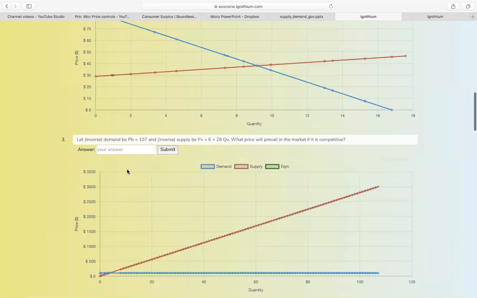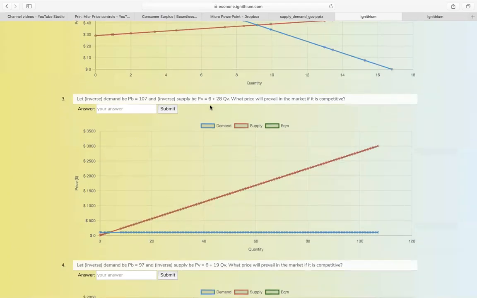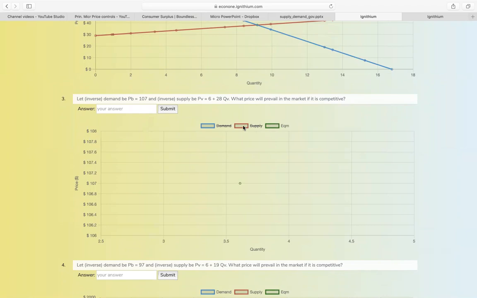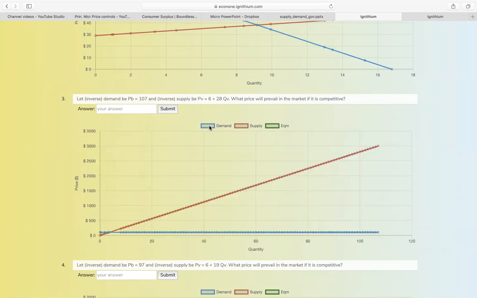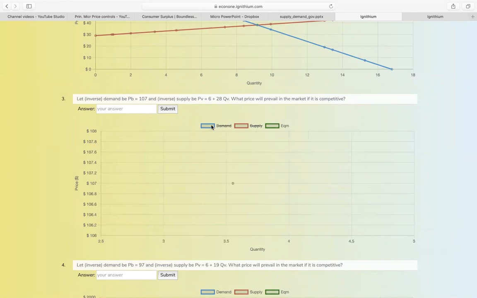Okay, so let's see question number 3. It says, what price will prevail in the market if it's competitive? Now, this is kind of a good example. There are demand and supply curves here. And again, there are lots of different things that we could do just so we can see better. In this case, because these graphs are randomly determined, the graphs can look weird. So I turned off the key, the demand and the supply curves, and then I just end up with the equilibrium plotted on its own, and so it's easier to see because I know that's what I'm looking for.